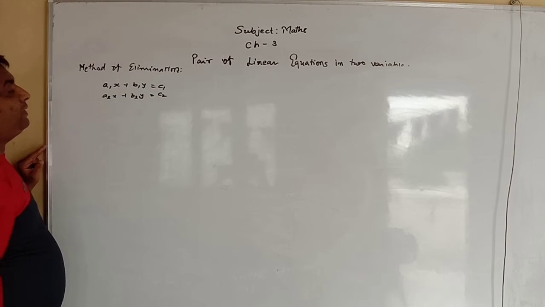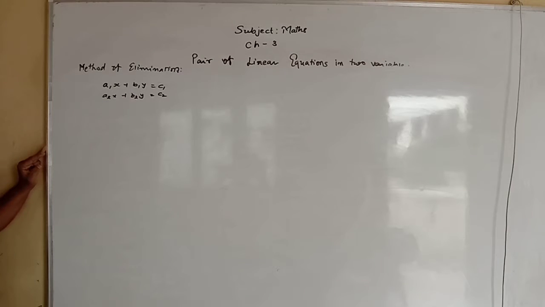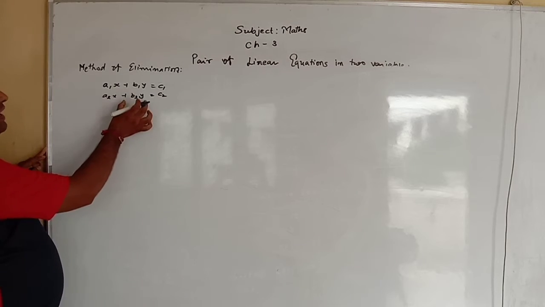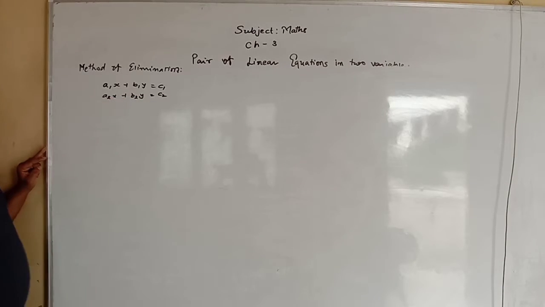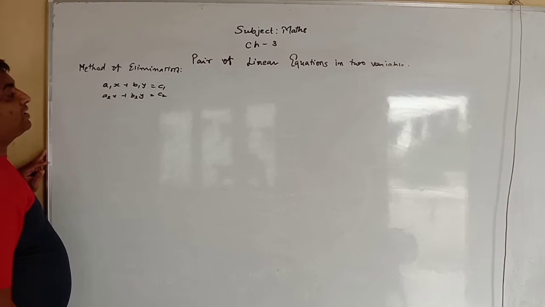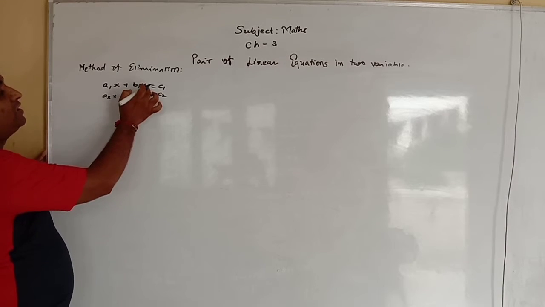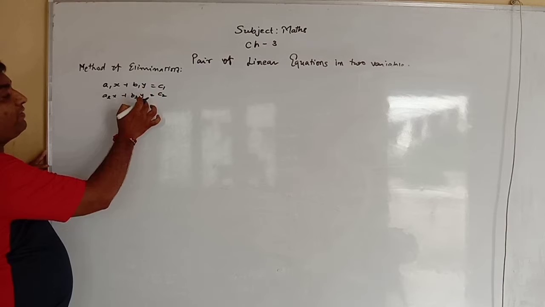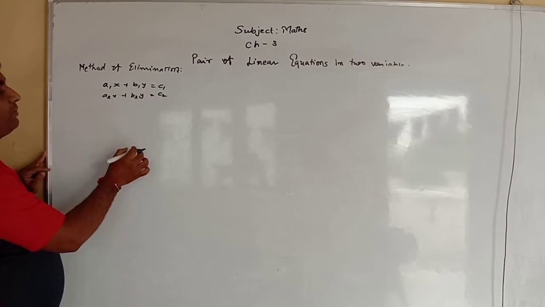Elimination means to remove. So either the x variable or the y variable we have to remove. For that we require either the x variable coefficients or the y variable coefficients to be equal. So we will multiply both the equations by such numbers that both the coefficients become equal. Here we can make either the y variable equal or the x variable equal. So first here we make the y variable equal.